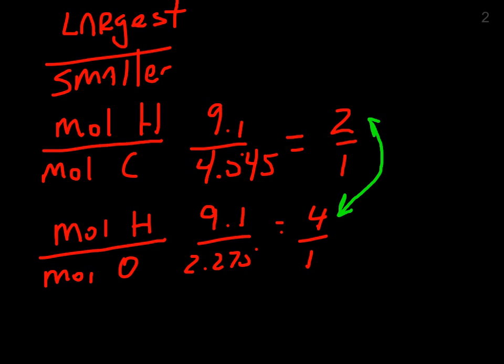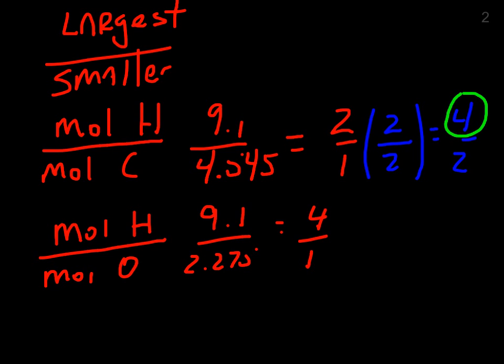There has to be the same number of hydrogen moles in there. So what I'm going to need to do is take the 2 to 1 ratio, and multiply it by some factor to get the moles of hydrogen to be the same. So I'm going to multiply it by 2 over 2. When I do that, I end up with 4 to 2 as my ratio. The important point here is the moles of hydrogen are now the same.